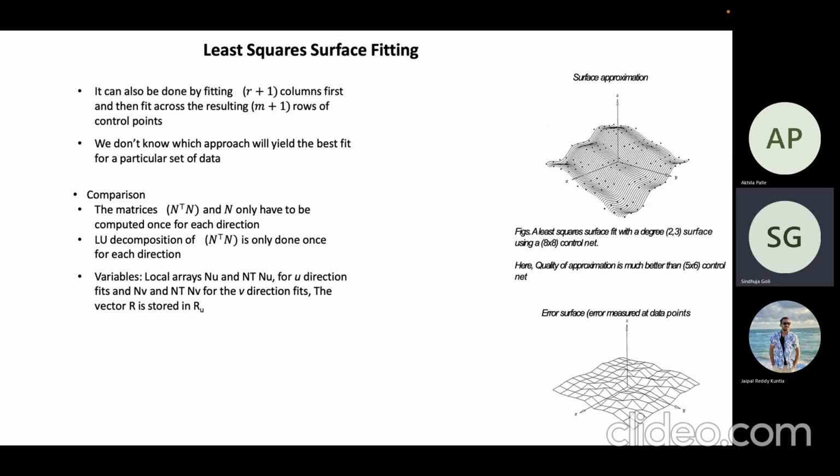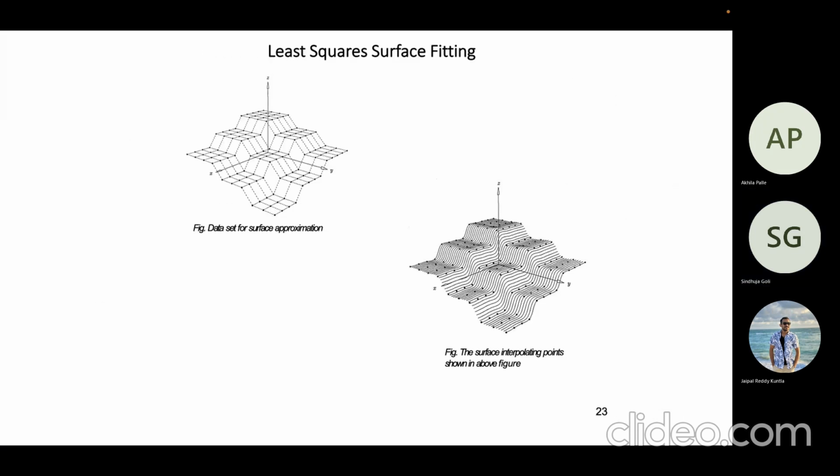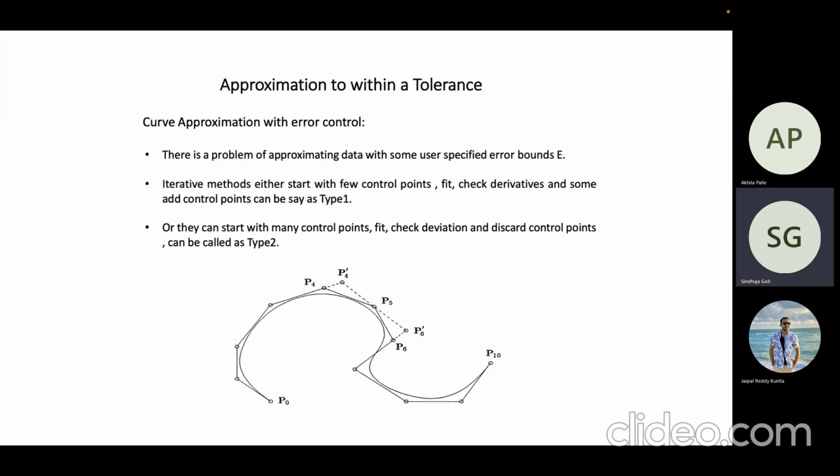And in the picture, the first one is a least square surface with degree 2 and 3, using an 8 by 8 control net. Here, the quality of approximation is much better than the 5 by 6 control net. And the second one is, of course, the error surface, which has errors measured at data points. And these are the pictures. The first one is the data set for surface approximation, and the second one is the surface interpolation points shown in the above figure. Next, we have approximation to within a tolerance.